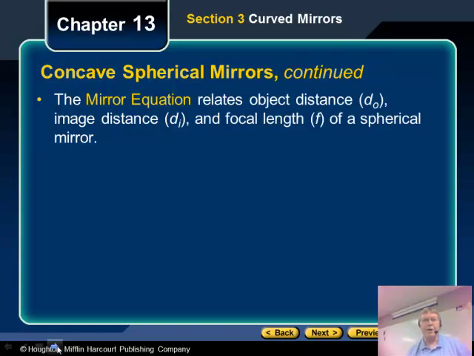We have a mirror equation which relates the object distance, the image distance, and the focal length of a spherical mirror. Your book uses P and Q for the object and image distances. I don't like to do that because it's hard to remember. So I like to use D sub O for the object distance and D sub I for the image distance. I think those are terms that are much easier to remember. And then, of course, we use F for the focal length of the mirror.